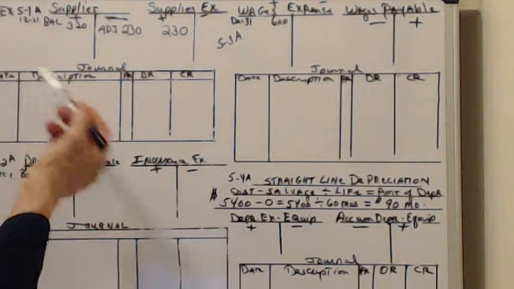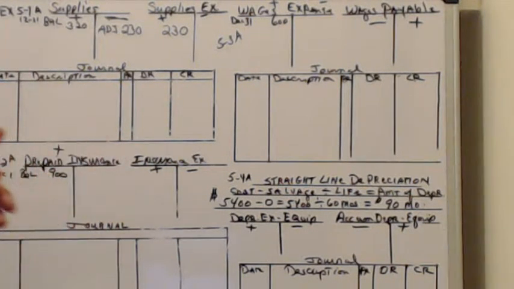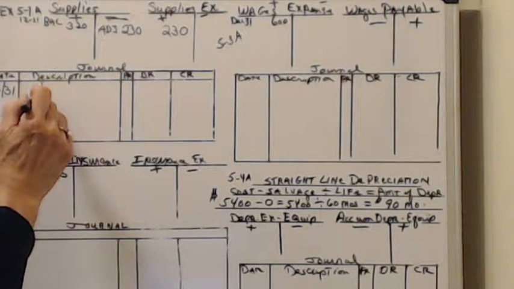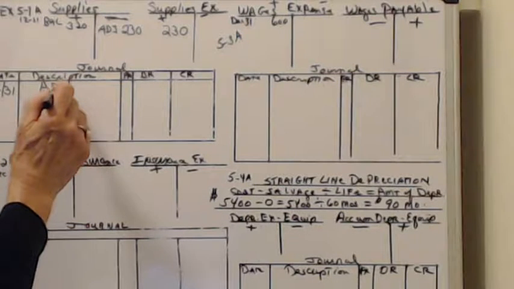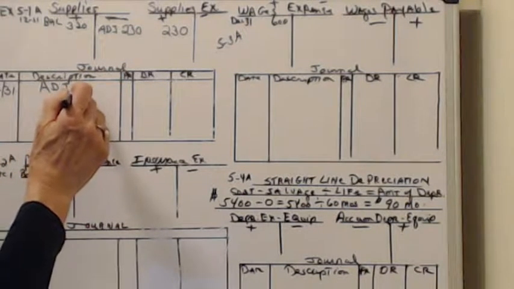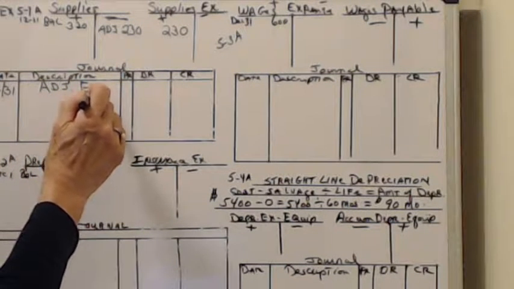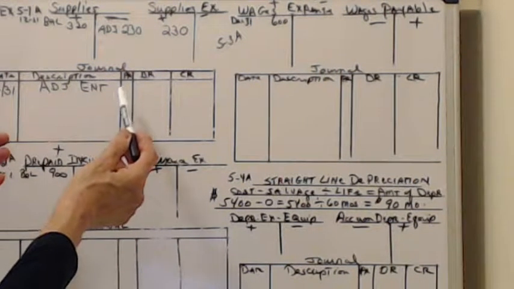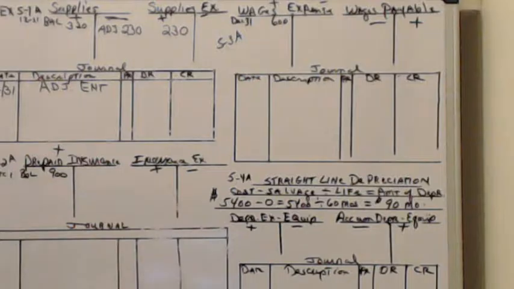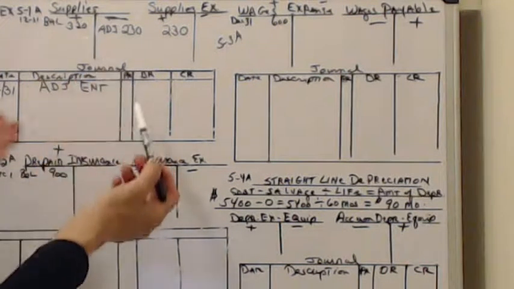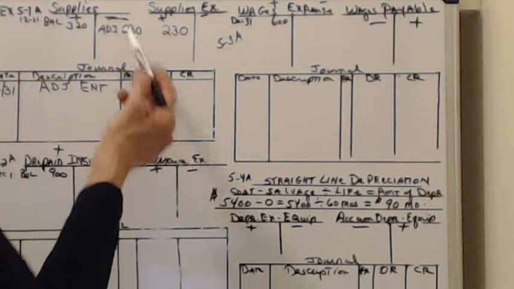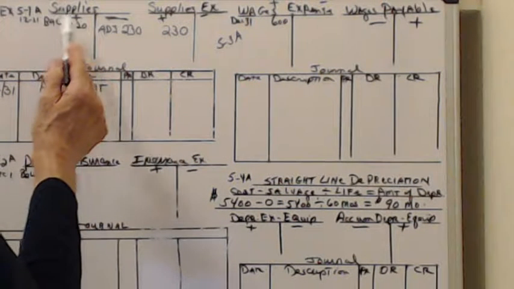So I'm going to go to my journal. You always have to go to the journal. And I'm going to record on the 31st of December. And in the description column, I'm going to put adjusting entry, ADJ ENT. And the post reference would be, well, when we post it, I'm not posting it to a ledger, so I'm going to leave it blank right now. But we're going to put the debit amount.